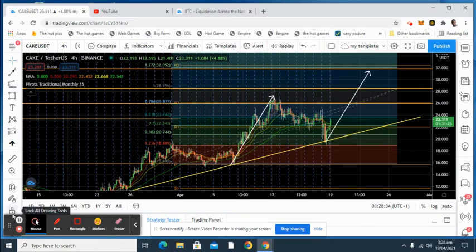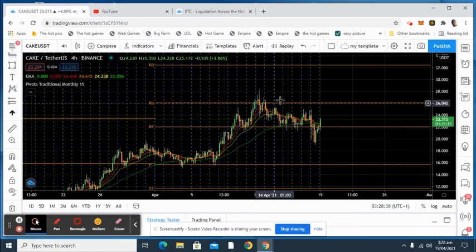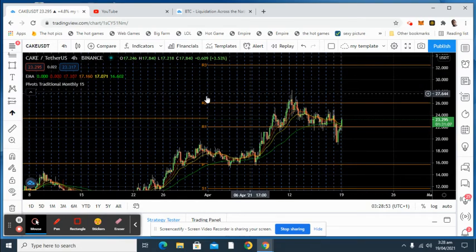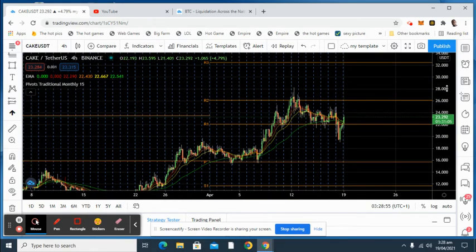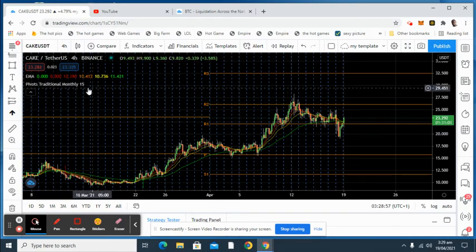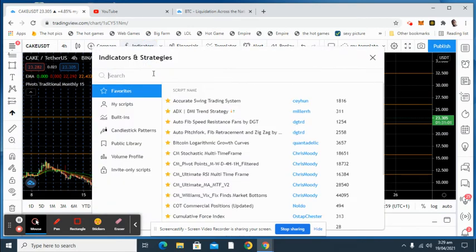So now let's look at our weekly analysis on CAKE. Now the monthly price is trying to break the R1 resistance and the first target is R2, which is around the 26 area. That's our first target. Our second target is R3. Now from here you can easily notice what is happening. Now based on the monthly pivot points, let's add our other pivot points together, the weekly pivot points.